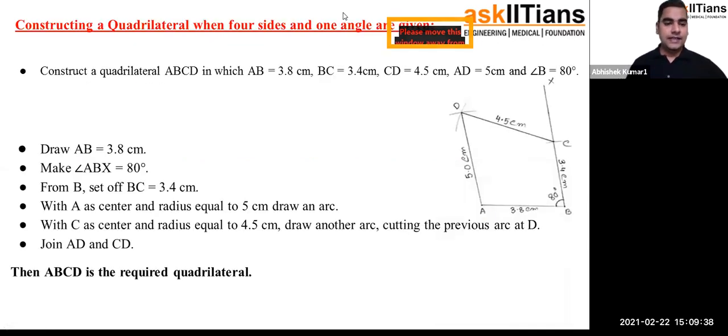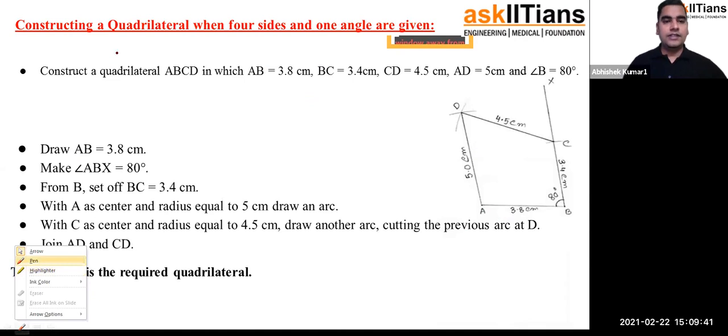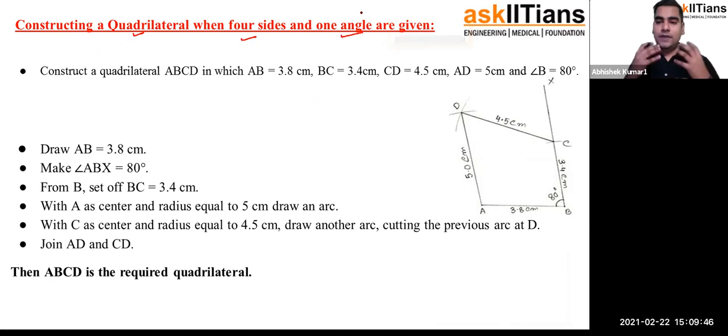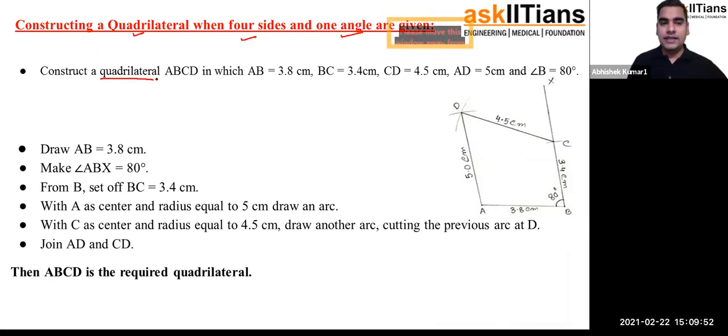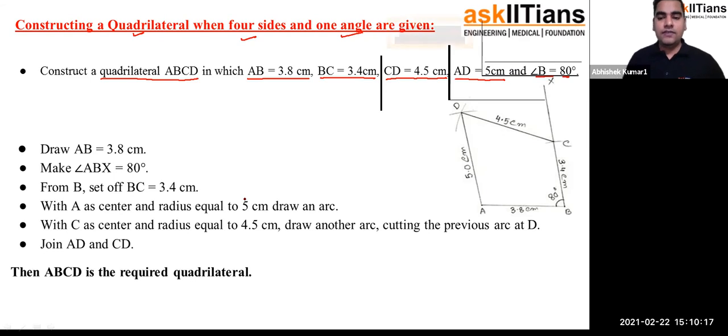So we have the first case, guys. The first case is we have to construct a quadrilateral when you are provided four sides and one angle. To explain this case, we have taken one example. We have to construct a quadrilateral ABCD, where you are provided AB, which is 3.8 centimeter. You are provided BC, that equals 3.4 centimeter. CD is provided 4.5 centimeter. You are provided AD, that equals 5 centimeter, and angle B, that equals 80 degrees. If all these values are provided to you, we are going to learn how that quadrilateral can be constructed.